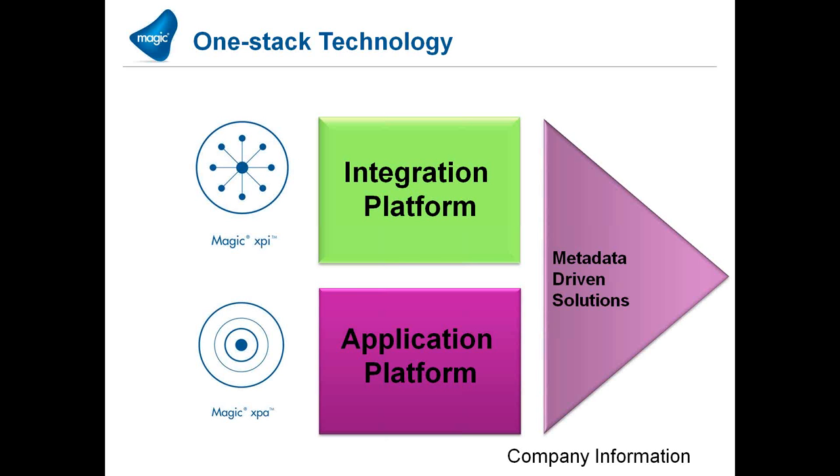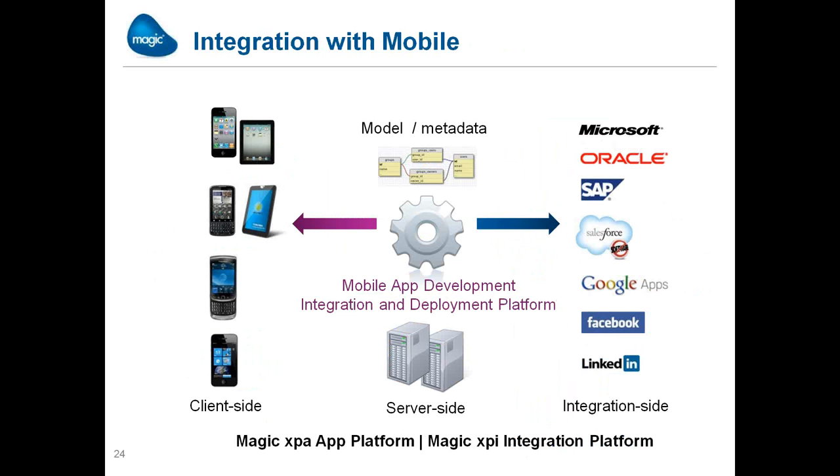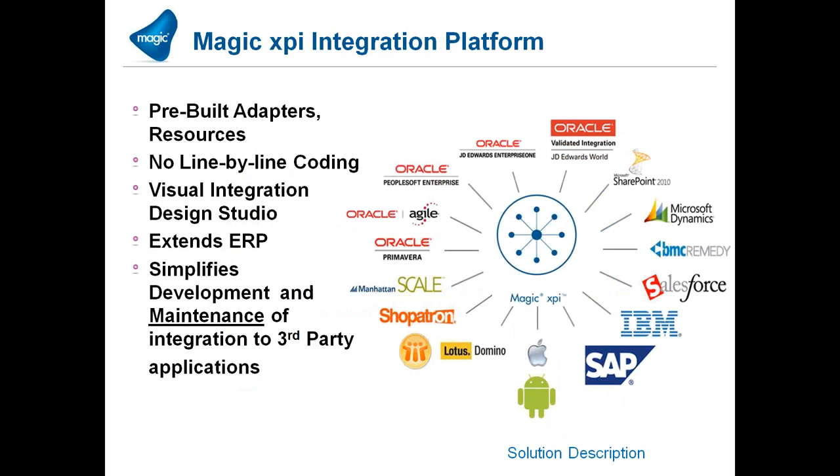And what they both have in common is that they're metadata-driven solutions, so that you're really leveraging underlying capabilities of the platform rather than recreating the wheel and writing something new for the first time. So the integration capabilities that are provided with the Magic XPI integration platform include literally dozens of components and methods and wizards and services, and it's well over 100 of all of these things combined, various databases that are supported and so on. So these pre-built adapters and resources mean that you don't have to write line-by-line code.